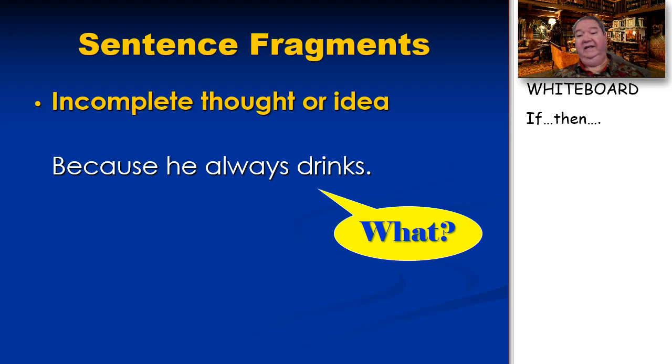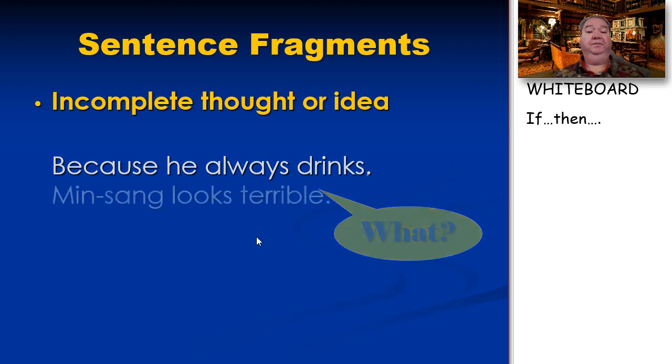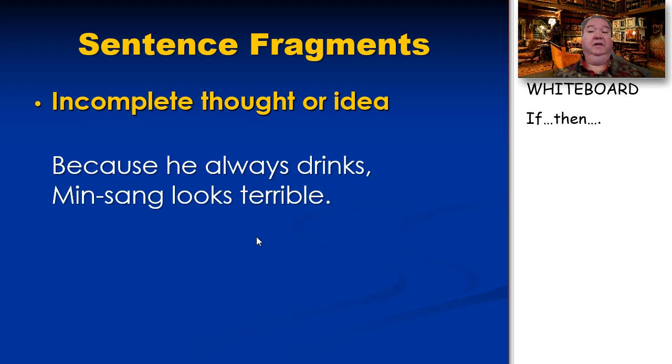Because now we have an incomplete thought or idea, we have to complete the thought. So we might do something like this. Because he always drinks, Min Song looks terrible. So remember here, we're starting off with the dependent clause. Because he always drinks, you start with the dependent clause, then you need a comma, and then the independent clause.